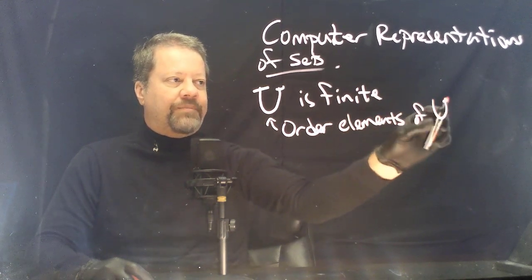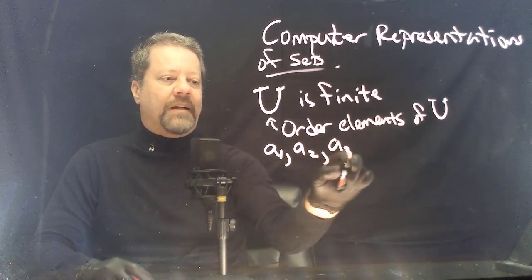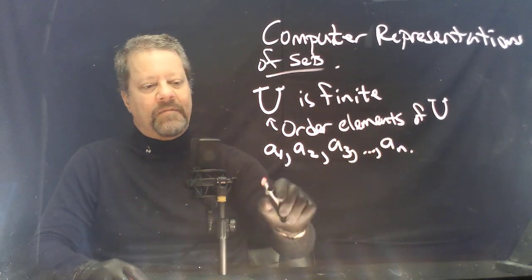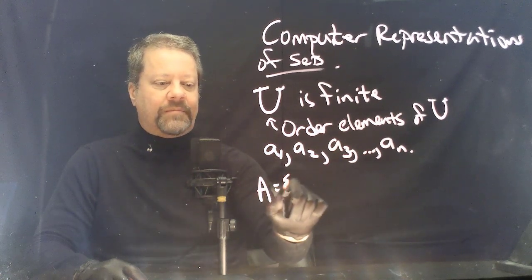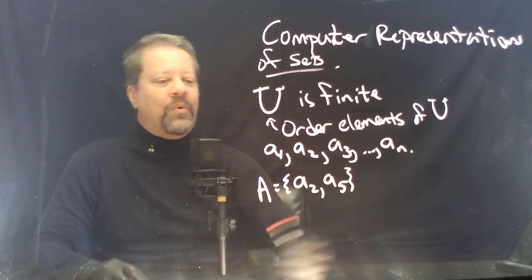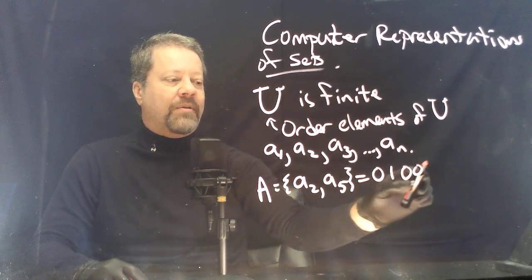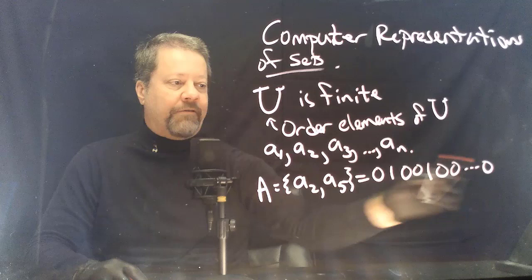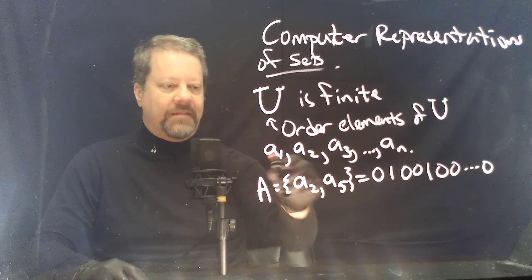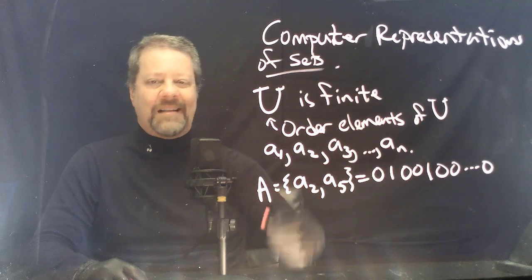elements of U. We're going to write them as the first element, the second element, the third element, to the nth element. Then, if you have some set A, which consists of A2 and A5, we can write this set then as a bit string 0, 1, 0, 0, 1, 0, 0 until however many zeros we have. We put a 1 if that's in the set from the ordering that we've been placed on the universal set, and 0 if it's not in the set.